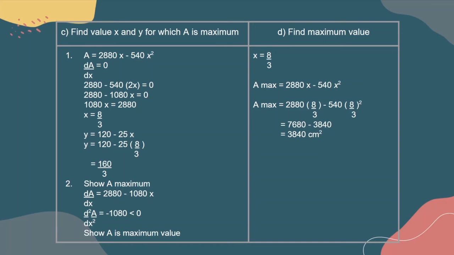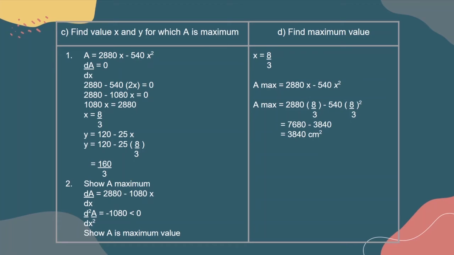We have to simplify the equation, and we will get the x value, which is equal to 8 per 3. Next, y is equal to 120 minus 25x. We have to substitute the x value in the y equation. After we substitute, we get the y value equal to 160 per 3.